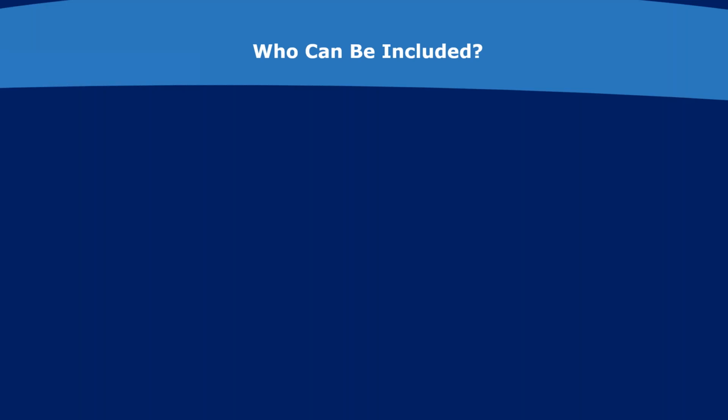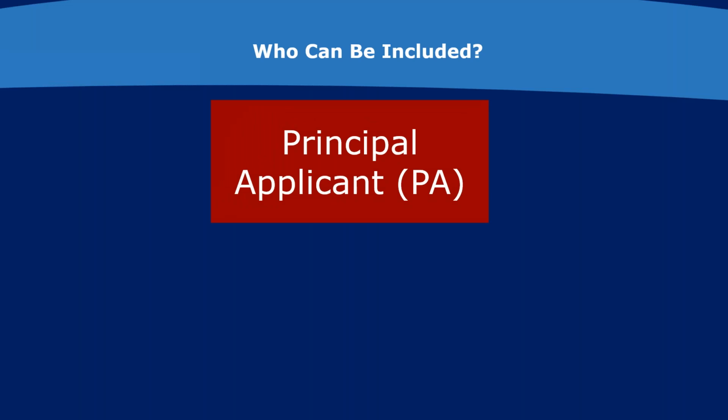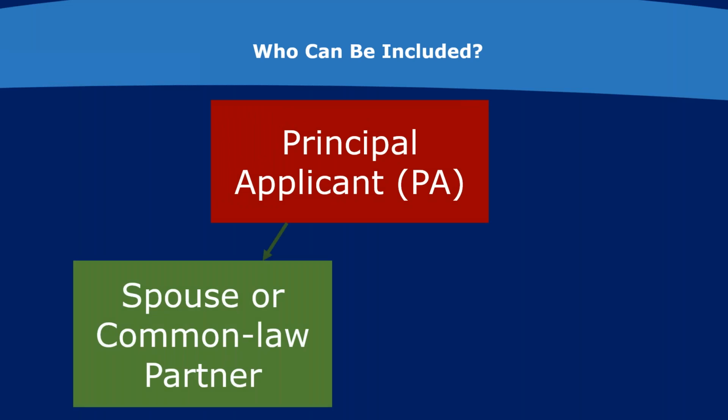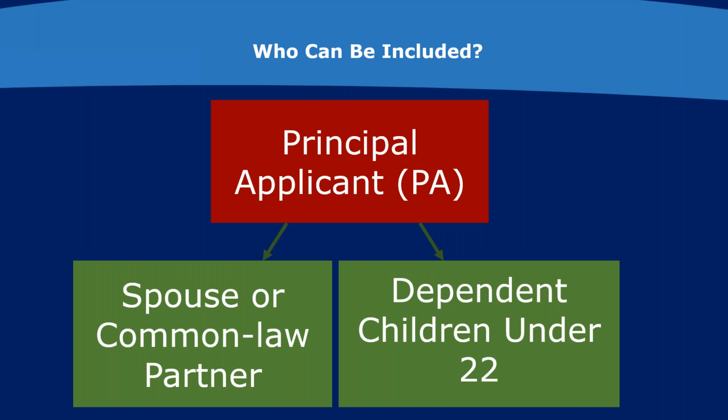And in terms of who can be included, any person who meets IRCC's definition of a family can be included on the same application package. And IRCC defines a family as the following: the principal applicant, the principal applicant's spouse or common law partner, and any dependent children under the age of 22. So this is how IRCC defines a family.